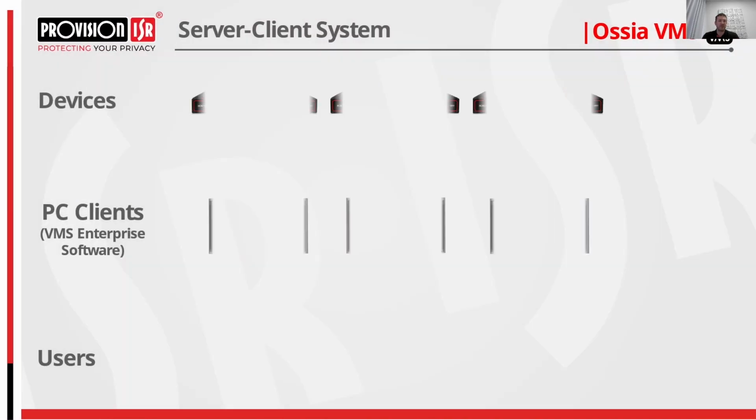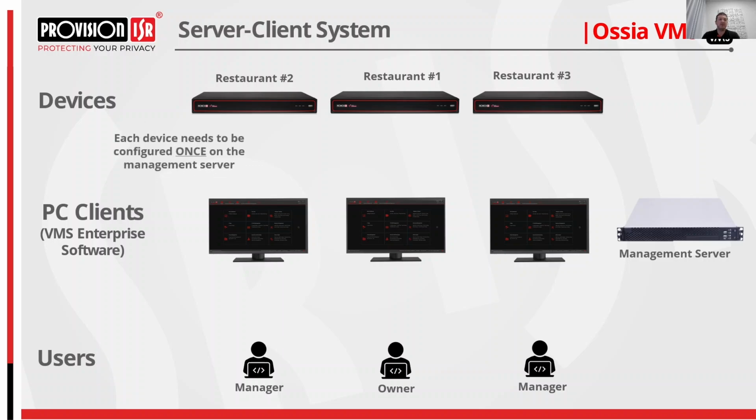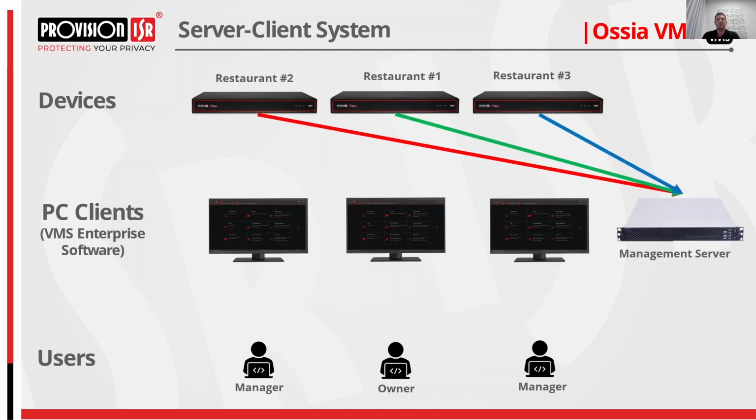So let's take you back to the same scenario where we have 3 restaurants, 3 computers with our VMS enterprise or VMS client software, and we've got 3 managers or 3 users. This time, we're going to throw in a centralized management server. Now, when you need to add a new device, which could be an NVR or a camera, to the system, all you need to do is program or configure the NVR, device, or camera to the management server once. Then the management server will update any client that connects to it automatically.